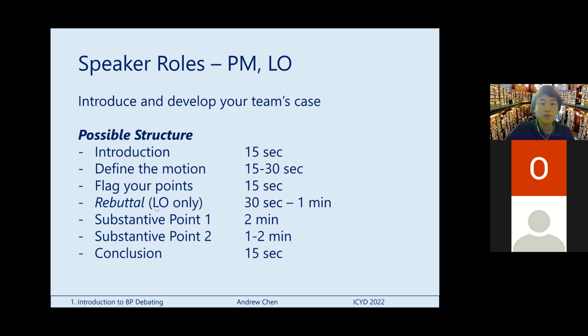If you're the Leader of the Opposition, you might want to do a little bit of rebuttal. And rebuttal just means responses to the points made by the other team. That's why the Prime Minister, being the first speaker in the debate, can't really do rebuttal. So you respond to the other team's points, you explain why they're wrong, essentially. After that, you have the main part of your speech, which are your substantive points. You might have 2 of them if you're the Prime Minister, and you finish with a conclusion, which is exactly what it sounds like.